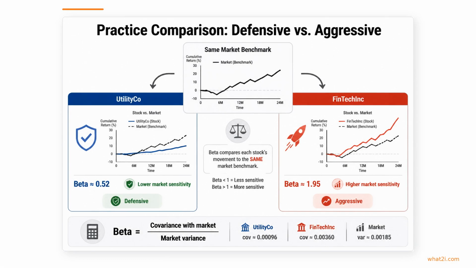Compare that with two very different stocks measured against the same benchmark. Utility Co. comes in around 0.52, which suggests a defensive stock that tends to move less than the market, while FinTech Inc. is near 1.95, pointing to a much more aggressive profile. Same market reference, very different sensitivity.